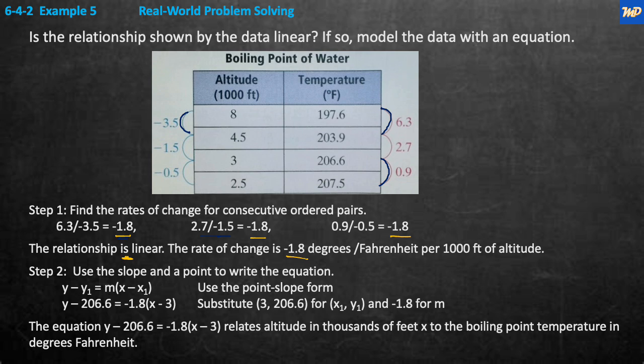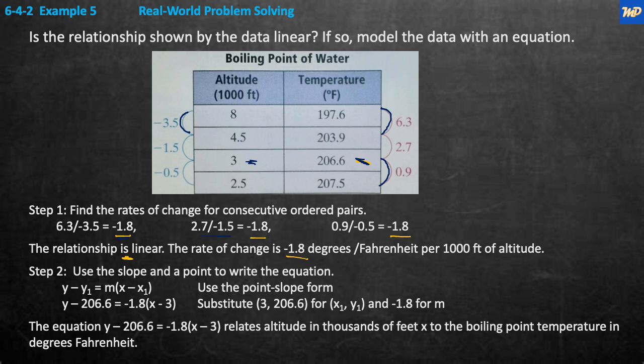So here's my equation coming. y minus y sub 1 equals m, the slope, times x minus x sub 1. Filling in and substituting, y minus 206.6. We're picking the third one down here, 206.6. And that equals negative 1.8, that's our slope, times x minus 3. And here's the negative 3 right over here. So that's by doing the substitution.